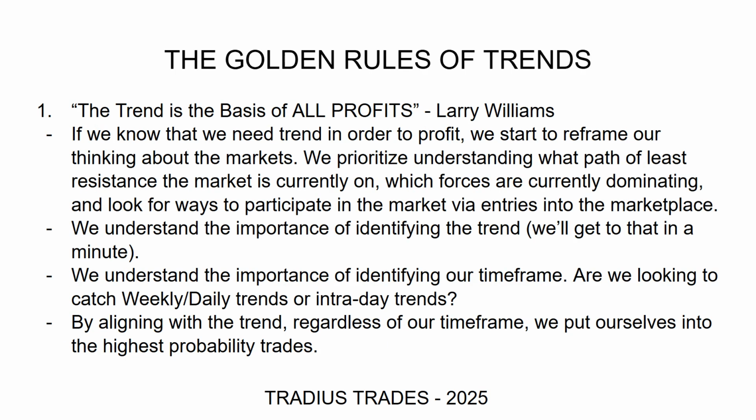So just going a bit more into the golden rules of these trends, and basically the first one, the trend is the basis of all profits, from Larry Williams. So if we know that we need the trend in order to profit, we start to reframe our thinking about the markets. So we prioritize understanding what path of least resistance the market is currently on. In other words, which forces are currently dominating, and look for ways to participate in the market via entries in that direction.